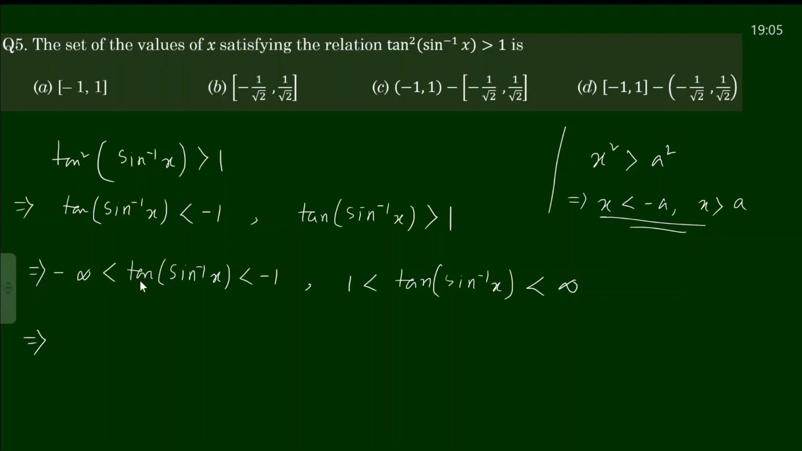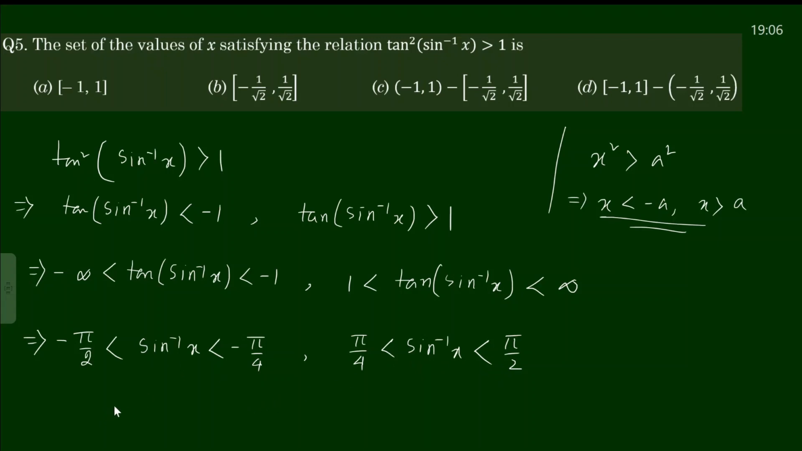So if you take tan inverse on both sides, then tan inverse of minus infinity will give us minus pi by 2, which is less than sine inverse x, which is less than tan inverse of minus 1, equal to minus pi by 4. And tan inverse of 1 is simply pi by 4, which is less than sine inverse of x, which is less than tan inverse of infinity, only pi by 2.